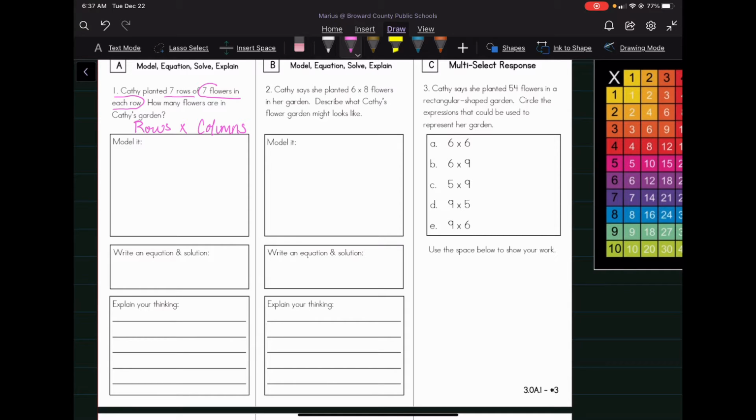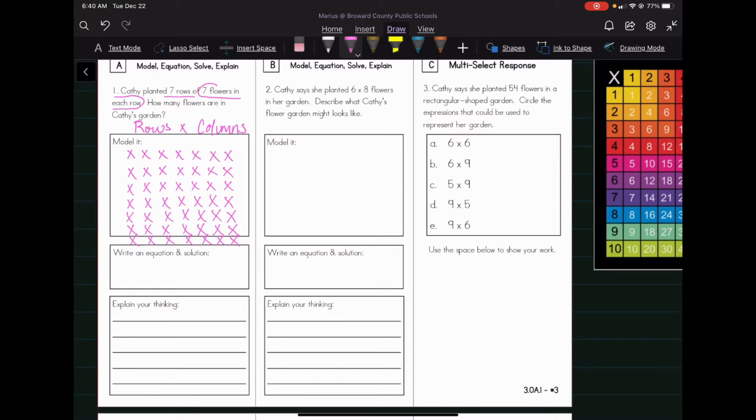All right. So here are our rows. I'm gonna just use X's. 1, 2, 3, 4, 5, 6, 7. And remember, rows go left to right. Okay? Rows go left to right. And to figure out how many, we would have to count all of this up. That would be a total of 49.